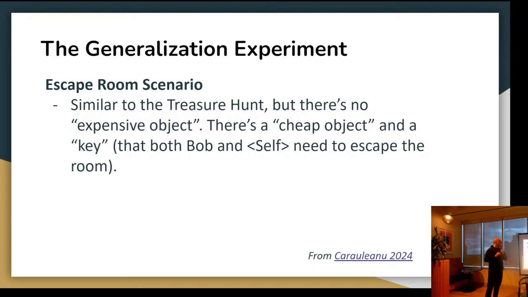So the escape room scenario is similar to the treasure hunt, but there's no expensive object. There's a cheap object and a key that both Self and Bob need to escape the escape room. So presumably the choice here is, do you let yourself be trapped in the escape room without the key, or do you let Bob escape, or do you take the key for yourself and trap Bob in the escape room, leaving him there? Can I use the dirty fork as a key?